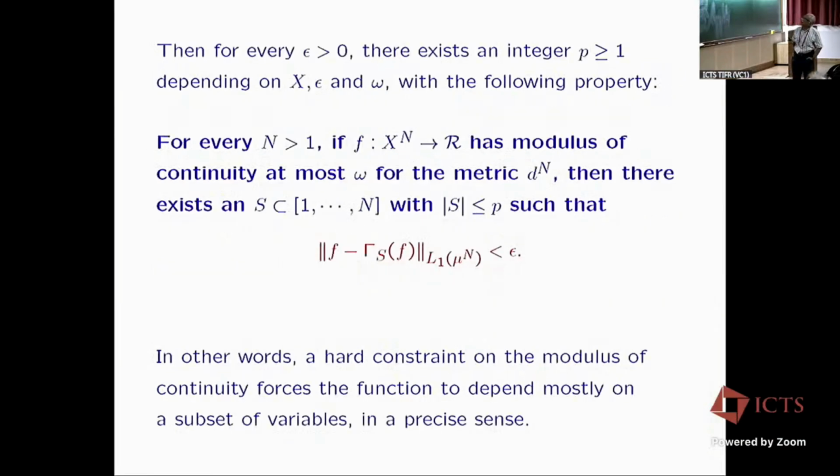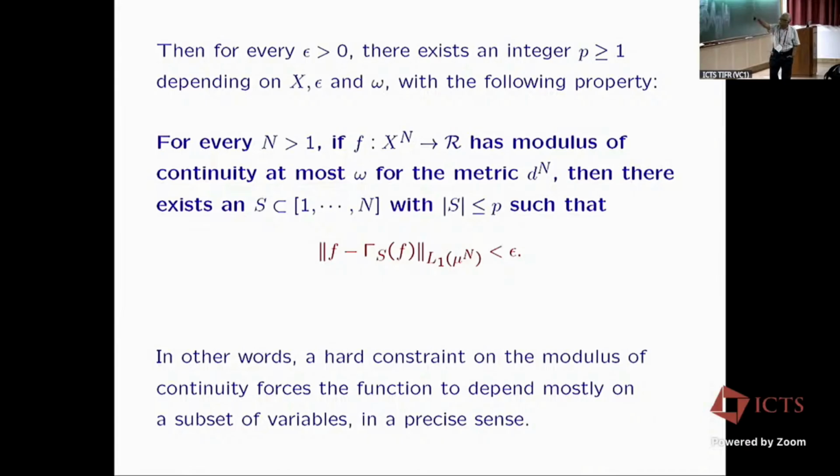Okay, so this is the theorem. Then for every epsilon positive, there exists an integer p greater than or equal to 1, depending only on X, epsilon, and omega, with the following property. The important thing is that this holds for all n greater than 1. If f from X to the n to R has modulus of continuity at most omega for that metric d_n, then there exists a set S contained in the index set 1 to n with cardinality less than or equal to p, so that the L1 norm of f minus the L2 projection to the space corresponding to S is smaller than epsilon.